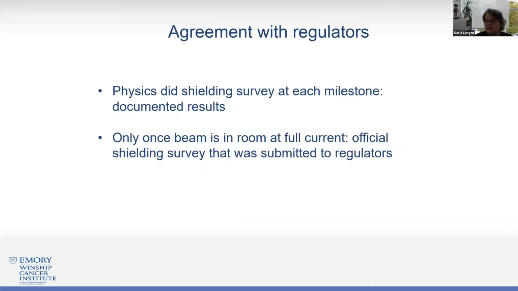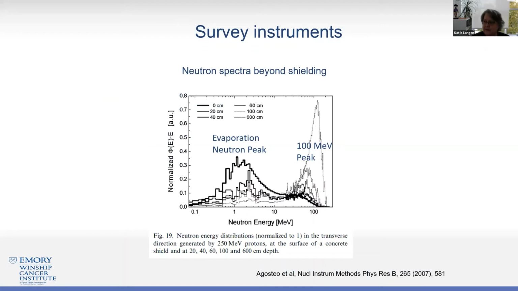So what we did, we promised to do shielding surveys at each of these milestones that I just mentioned, and we promised to document the results. Then we agreed with the regulators that we only would do a full room survey once we had full current into the room. And this is the survey that the regulators wanted to attend. They wanted to be on site for this. And this is what we submitted to the state.